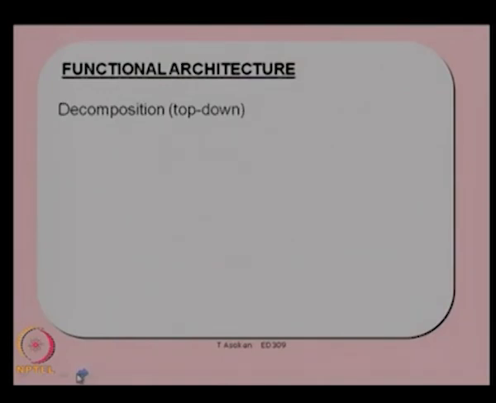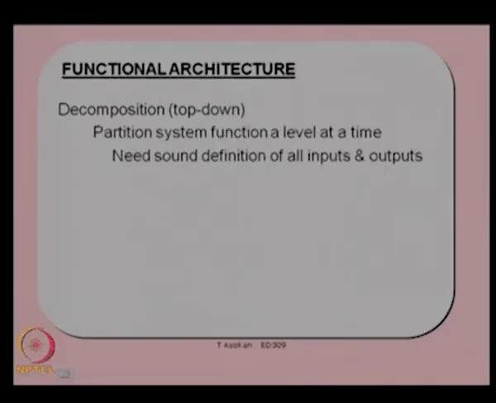In order to get the functional architecture, there are different methods to do this. The first one is known as decomposition or the top down approach. In the top down approach, we partition the system function one level at a time. That is, we take one function and divide it into sub functions, then take one of the sub functions and divide it into its sub functions, until we reach the lowest level function, which need not be subdivided further. That is known as the top down approach.